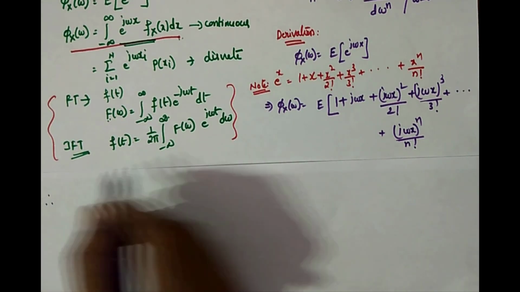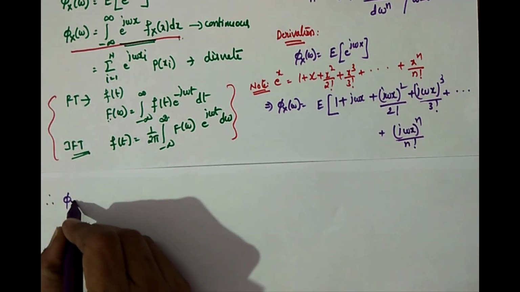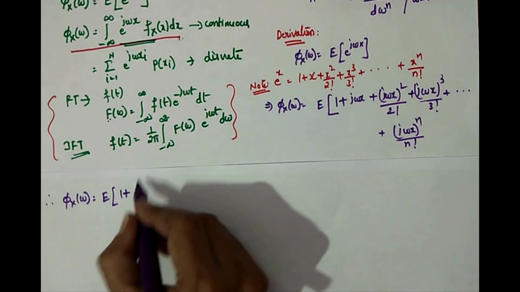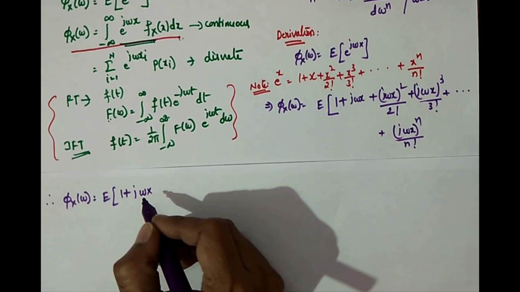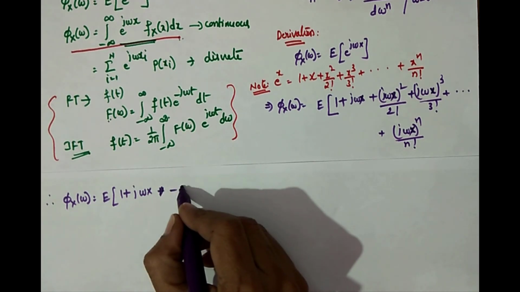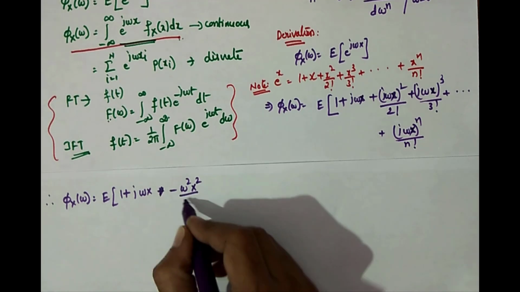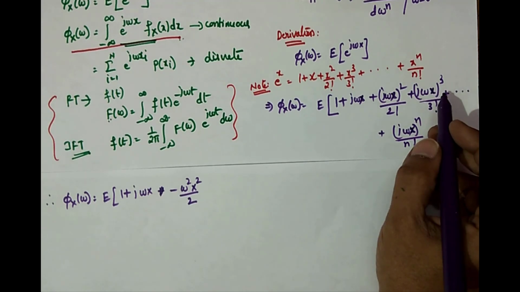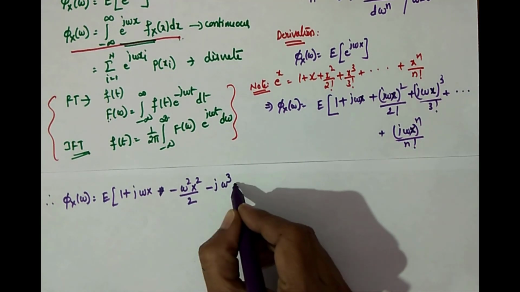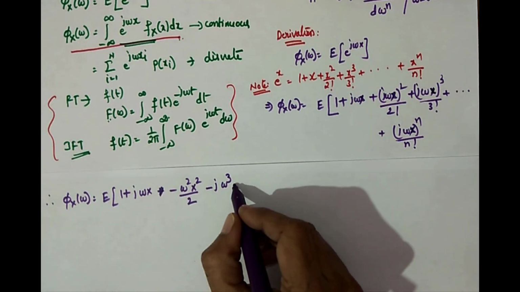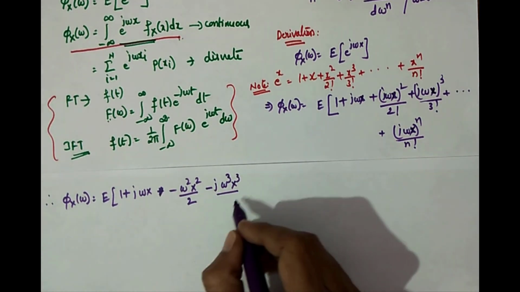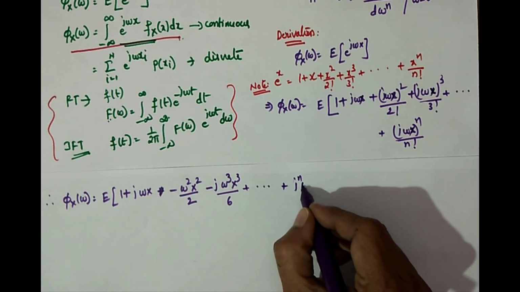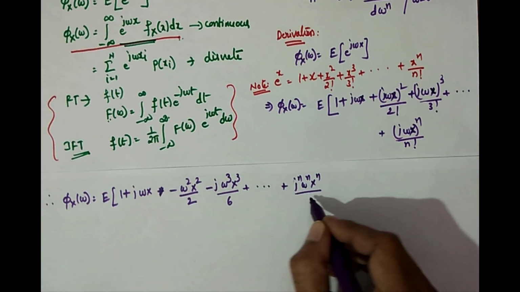Okay, therefore, say this is phi x of omega is equal to E of 1 plus j omega x minus omega square x square by 2, and then j cube, minus j omega cube x cube by 3 factorial, means 6, plus and so on, plus j power n omega power n x power n by n factorial.